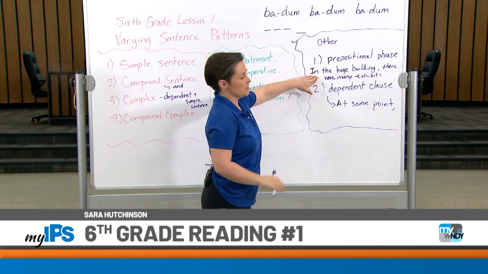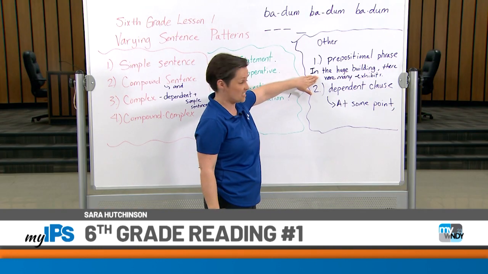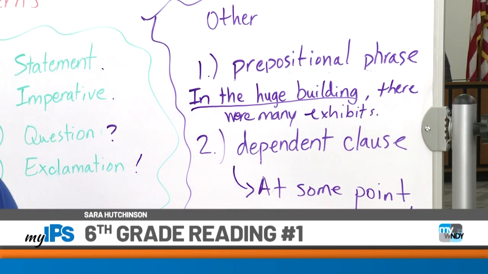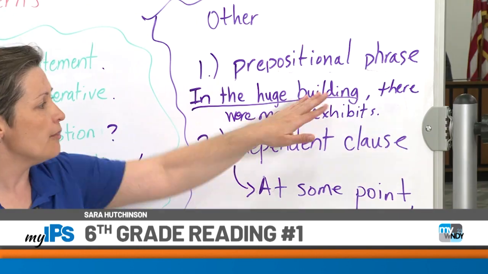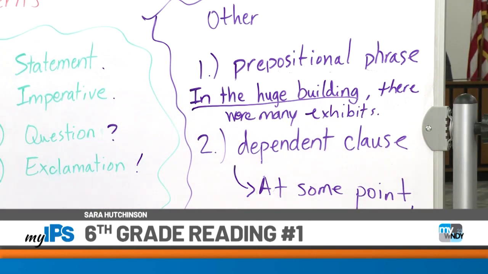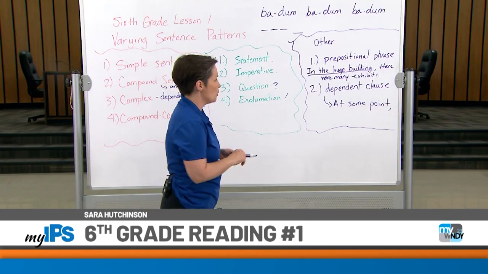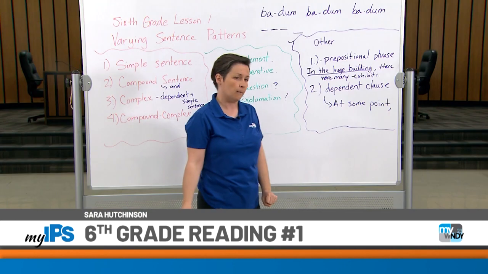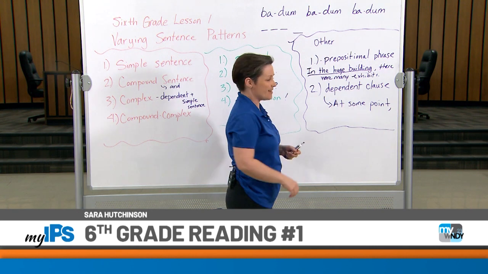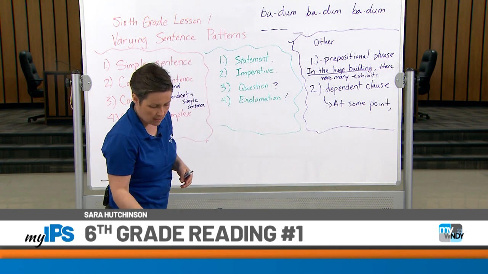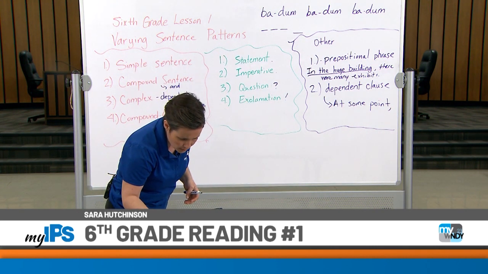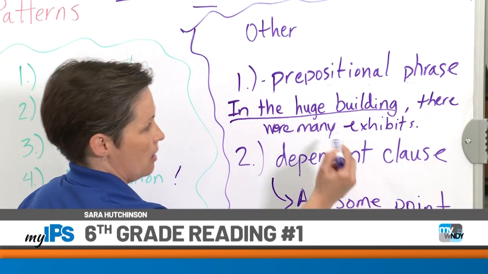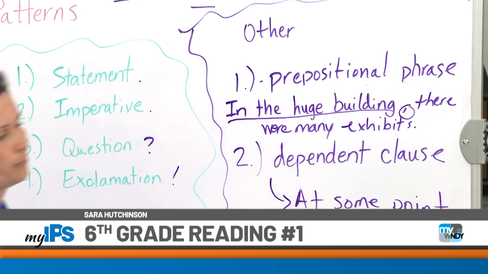Okay, so this is an example of what they're talking about in the hint. This is a prepositional phrase right here. In the huge building, comma, there were many exhibits, right? And so they want to make sure that you know, usually when you use a prepositional phrase, there'll be a comma after it. And when you use a dependent clause, right? And so we just want to make sure that we are paying attention to that when we do our guided practice here.